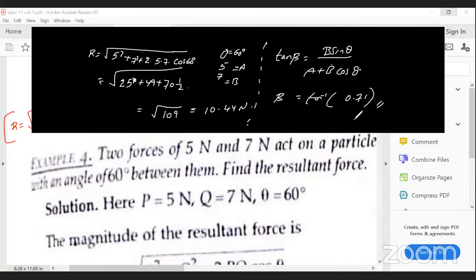Okay. So this is your relation. Please make it fast. Note பண்ணிக்கோங்க. So we'll see the next question.